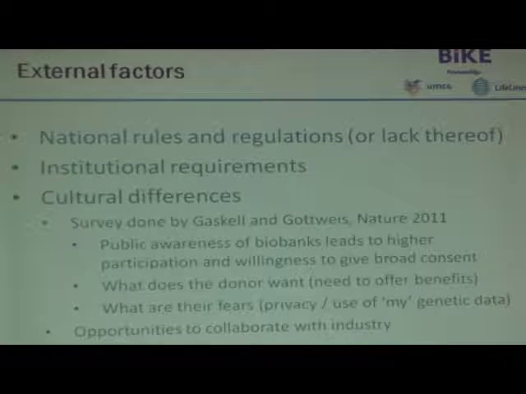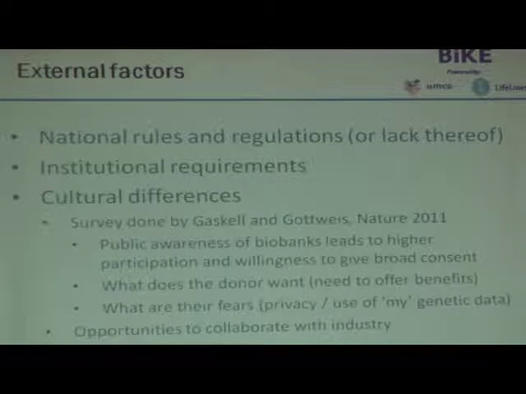And then there's the cultural differences. This is something you can't influence. If you want to start a biobank in Indonesia, you're going to have to cope with the culture of Indonesia. The same for the Netherlands. We have to deal with our own culture. And I think there's a very interesting survey that was done, which was published in Nature actually by Gaskell and Goldweiss. And they showed that the public awareness of biobanks is a crucial matter.